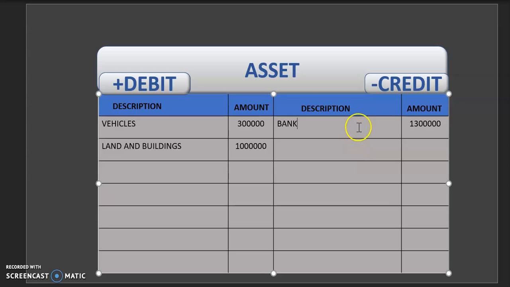So that is why this is on our credit side. I hope you guys can understand. Mind you, now these are 2 different types of assets. This side we have our long-term assets, also known as our non-current assets, because they are useful for a period longer than 12 months. And then on this side we have our current asset, which is our bank.